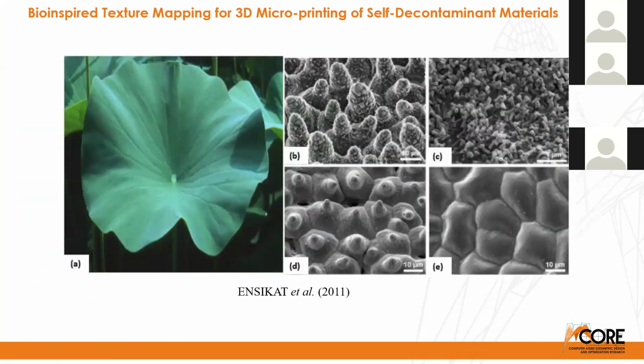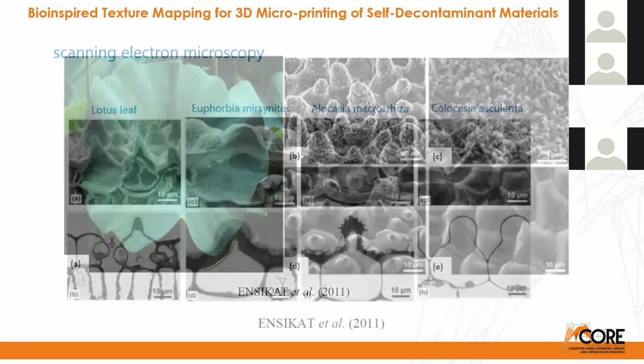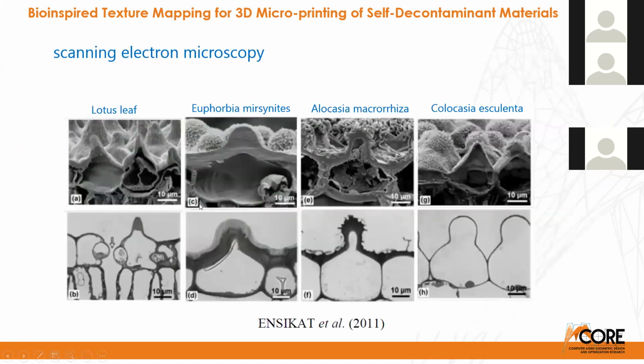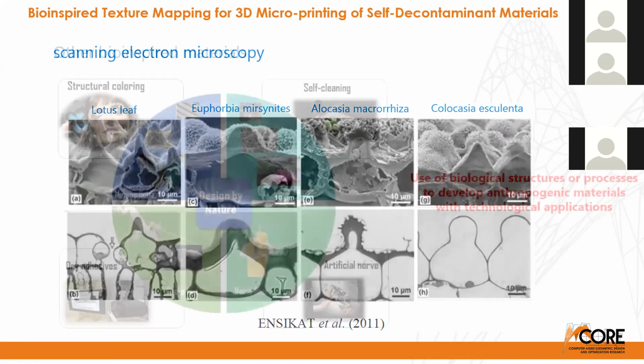Here we see the lotus leaf, which is another plant that presents this property of superhydrophobicity, and many more that we can see through scanning electron microscopy. The lotus leaf and all the other plants, and the last one, the Colocasia esculenta, is the one that Professor Santa Cruz works with.